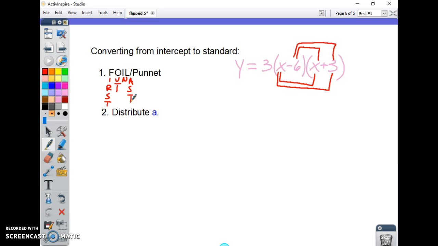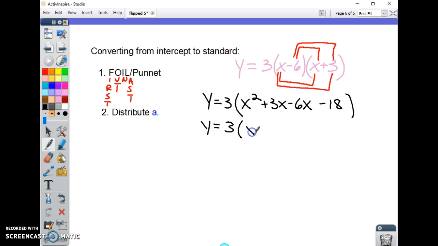Together. Okay, so moving on here, we've got y equals 3, and then an open parentheses with a lot of stuff happening in between. x times x is x squared. x times 3 is 3x. Negative 6 times x is negative 6x. And negative 6 times 3 is negative 18. Go ahead and take a step and combine your like terms. So that's going to be your inside terms here. We're going to have x squared minus 3x minus 18.